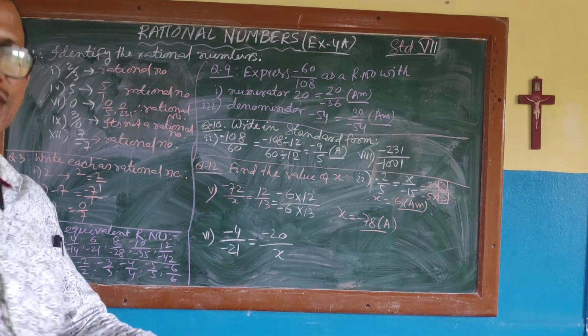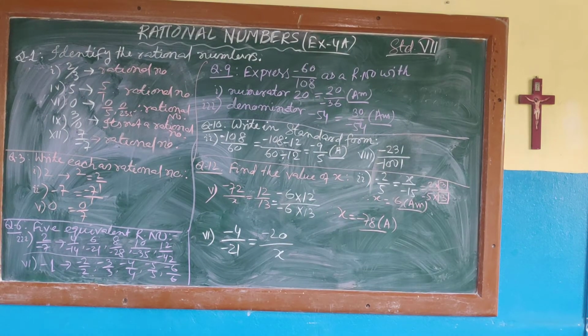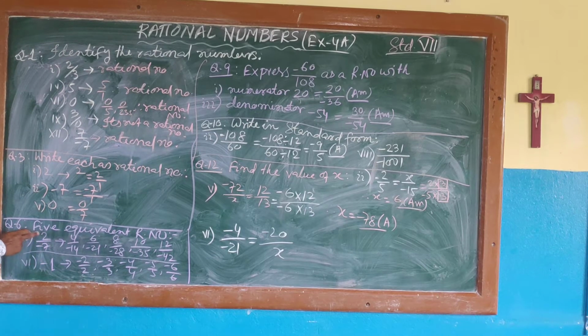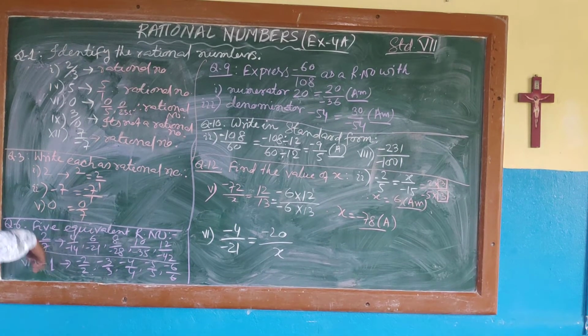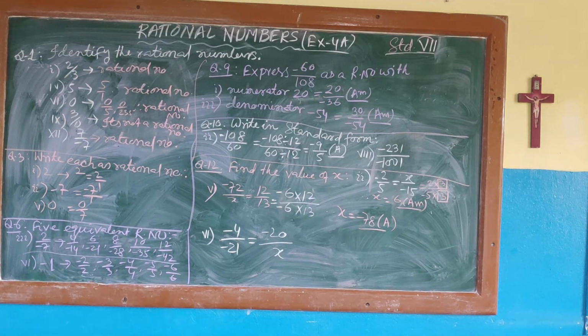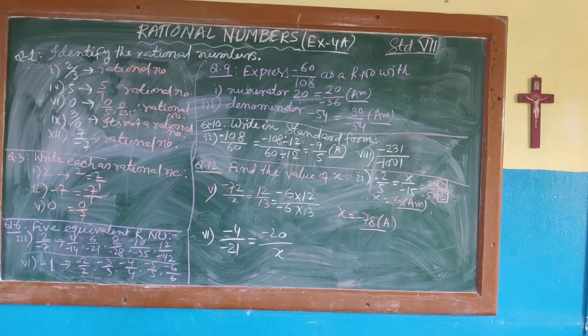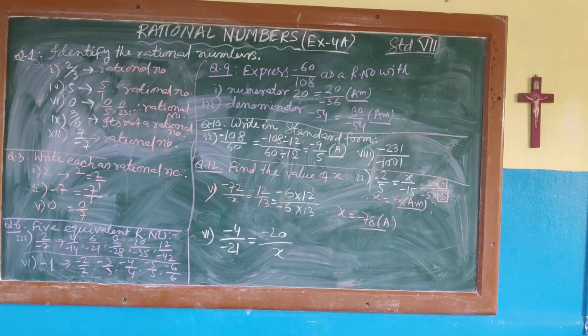Now, 5 equivalent rational numbers. You have learned these things in fractions, equivalent fractions. To find the equivalent fraction, you need to multiply the fraction by a multiplier. The first equivalent fraction will be multiplying both numerator and denominator by 2: -2 by -7, so -4 by -14. Then 2 3s are 6, 3 7s are 21, -6 by -21. 4 2s are 8, 4 7s are 28, -8 by -28. 5 2s are 10, 5 7s are 35, -10 by -35. 6 2s are 12, 6 7s are 42, -12 by -42. These are the 5 equivalent fractions.